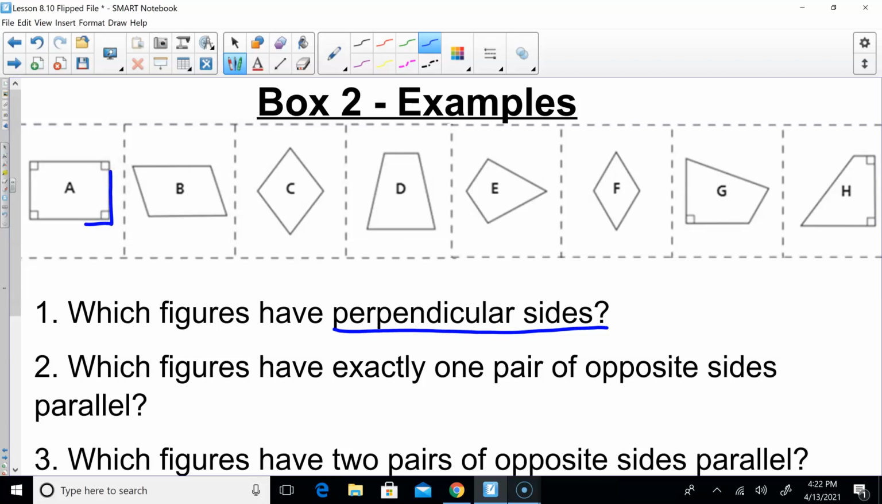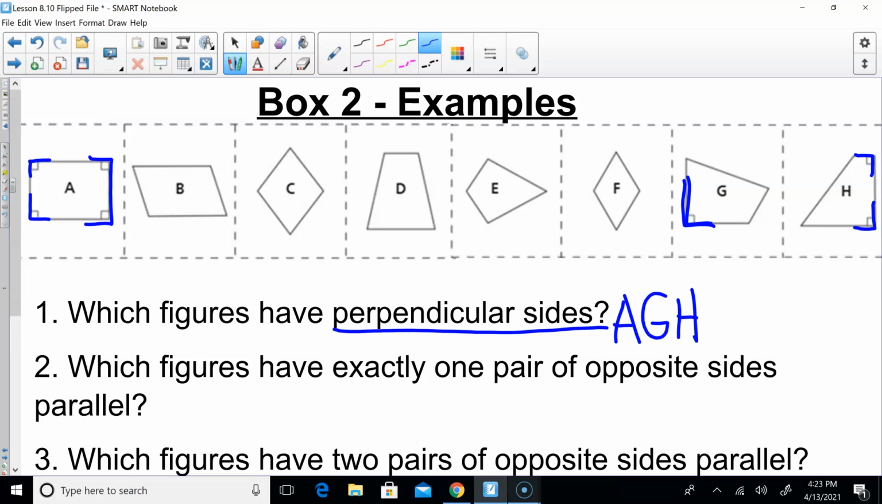So we see right there, A's got a whole bunch of them because you see all those circles right there. G's got, looks like one set of perpendicular lines. And H looks like they have two, this line right here and this line right there. So then I might as well go and make these to show that this one has all four perpendicular sides. So which figures have perpendicular sides? It would be A, G, and H.